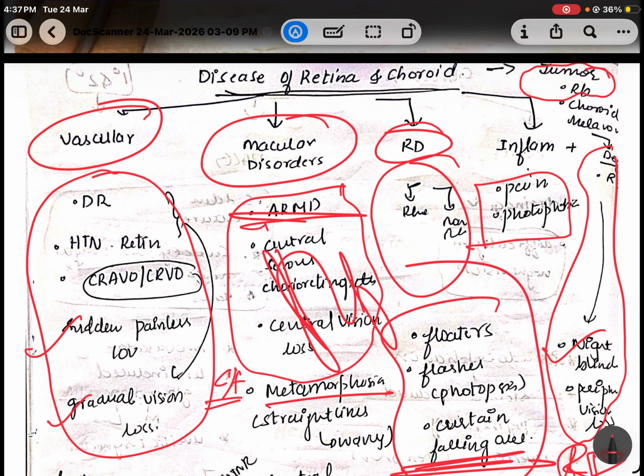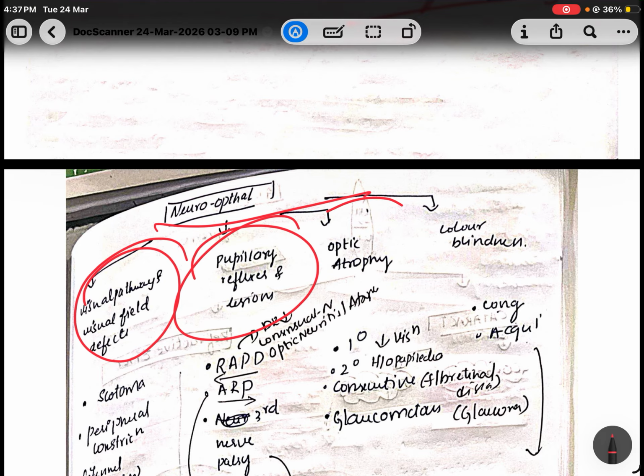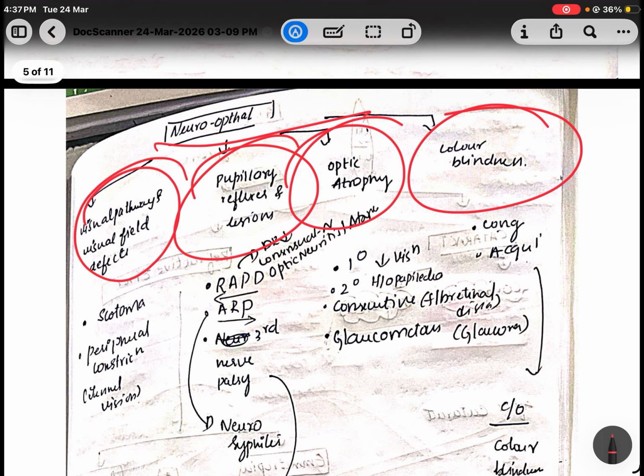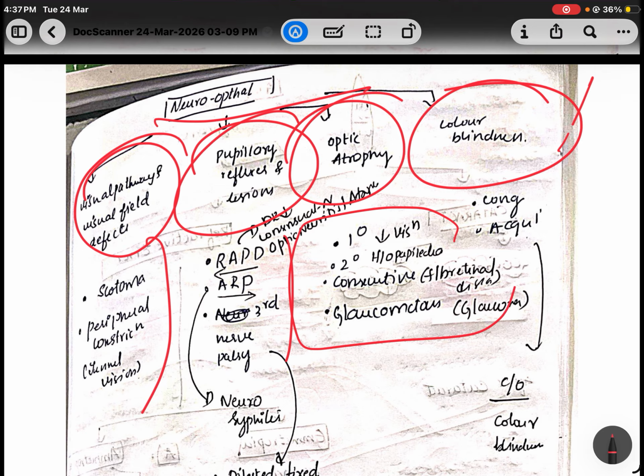Now go back to that video where we have explained in detail. Based on that, you will have a good idea. Again, for neuro-ophthal, these are the 4 major things. That is color blindness. Again, color blindness. Then there are no questions on color blindness except what the test for color blindness is. So conveniently you can forget it. But the major thing is about these things and these things, and also optic atrophy.